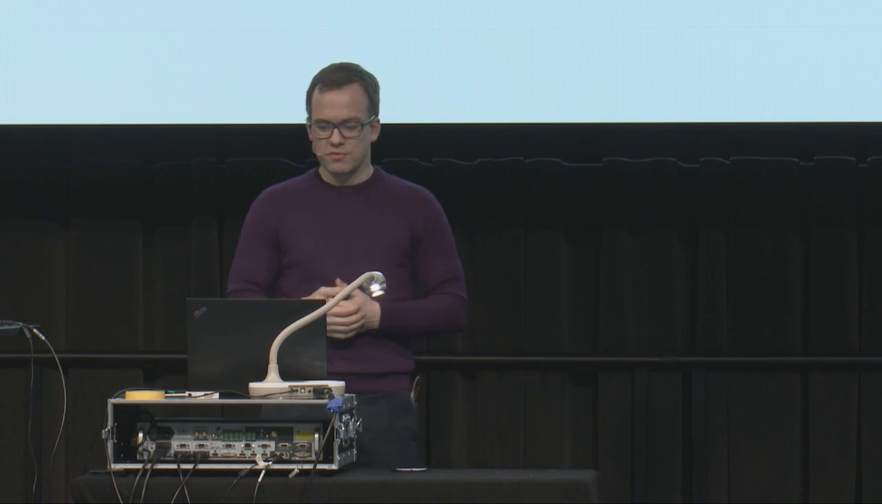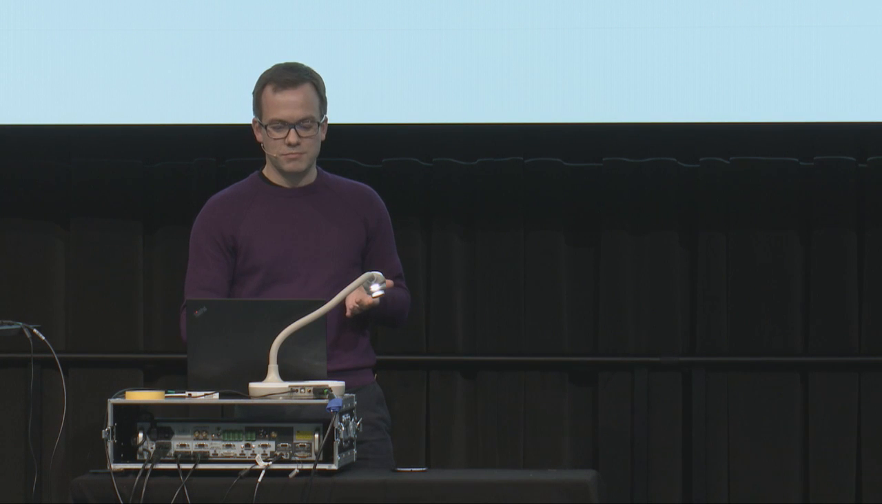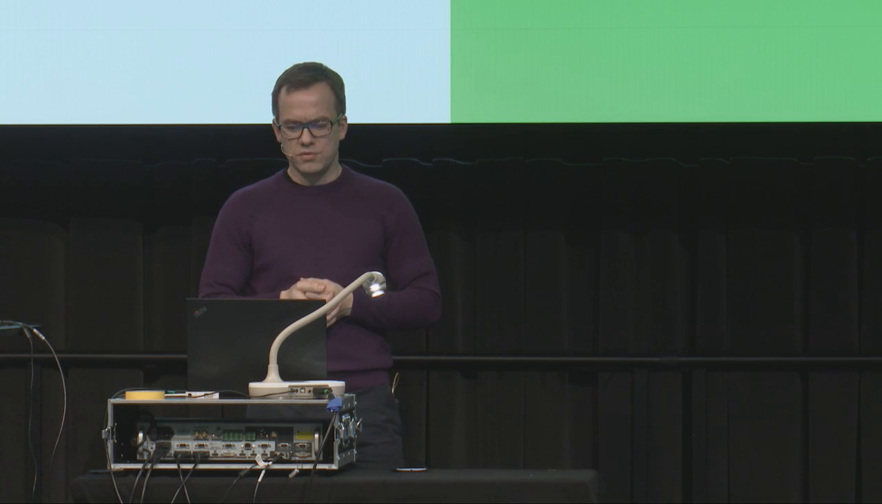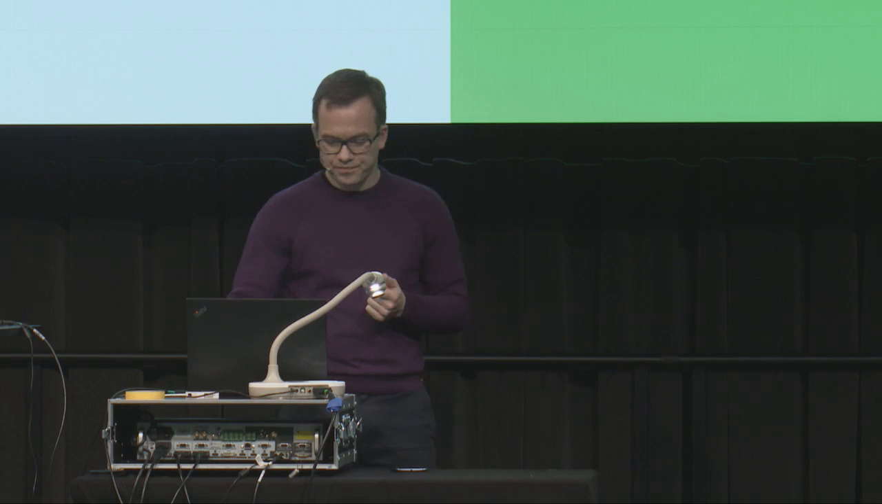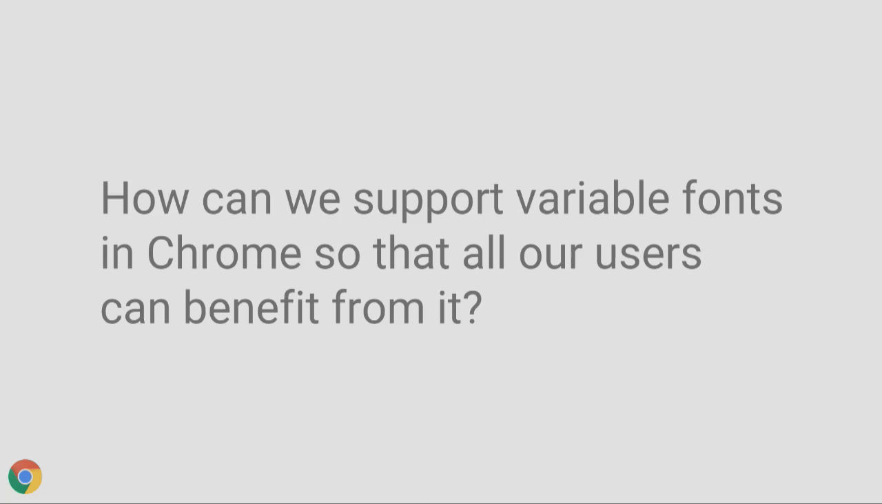So this is the excursion on Chrome's reach and the type of releases we do for Chrome. Let's come back to what happened since ATypI. So remember, the number of users at ATypI was 2. We developed the prototype. And then we started wondering, what have we been asking ourselves? We asked ourselves, how can we support variable fonts in Chrome so that all our users can benefit from it on every platform that we support, and how can we ship it to this large number of users?